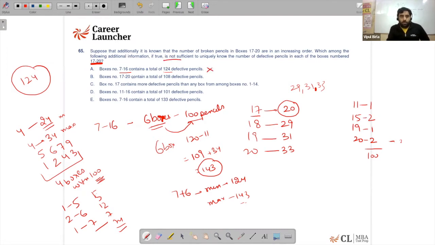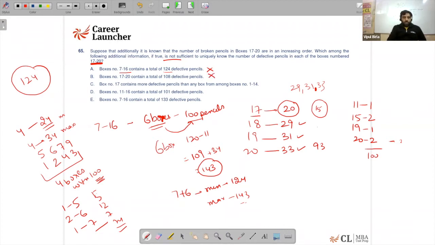Boxes number 17 to 20 contain a total of 108 defective pencils. I already know boxes 18, 19 and 20 will have in total 93 defective pencils. So in order to have 108, we have to have 15 pencils in box 17. There's only one option, so again it is also sufficient. We are looking out for not sufficient, therefore it cannot be the answer.